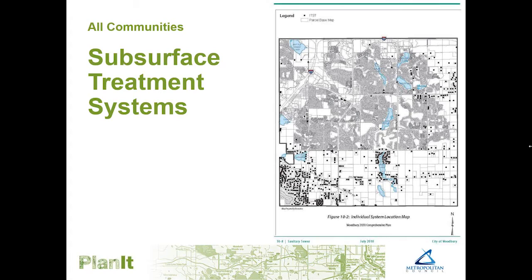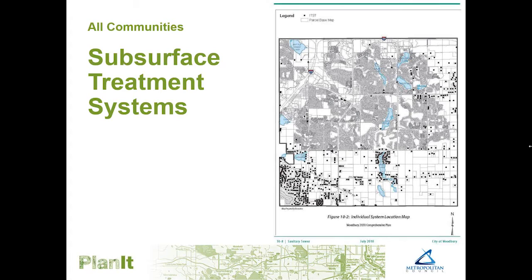In those instances where a community has SSTSs and a centralized wastewater system, the wastewater plan needs to include a GIS-based map identifying the location of SSTSs, or if the community cannot provide such a map, the council will accept a list of addresses which identifies where these facilities exist. This is an example of a map in Woodbury's 2030 plan that geographically identifies the location of all SSTSs within its community.